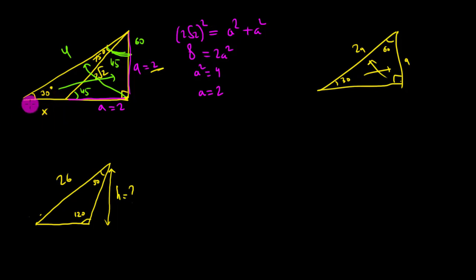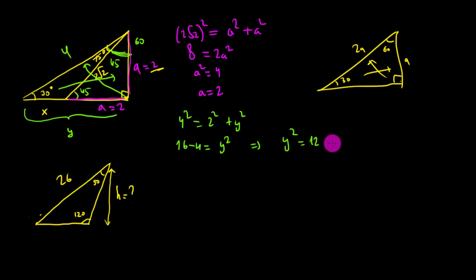To find x, let's say that this whole side would be y. Okay, so you would find y, and then you can find x. Yeah. So using the Pythagorean theorem, 4 squared equal to a squared plus y squared. Here you get 16 minus 4, y squared. It will be y squared equal to 12. 12 you can take as 4 times 3. Yeah? So it means that y is 2 root 3.